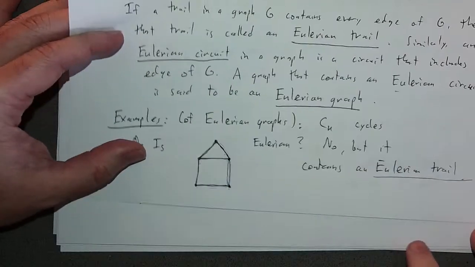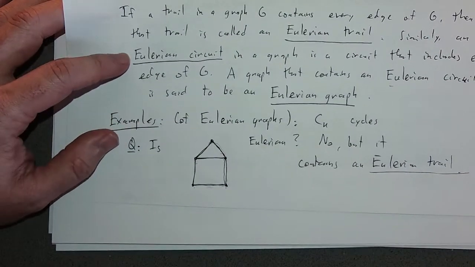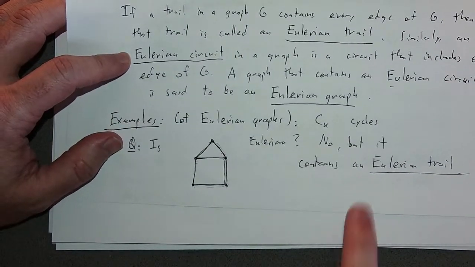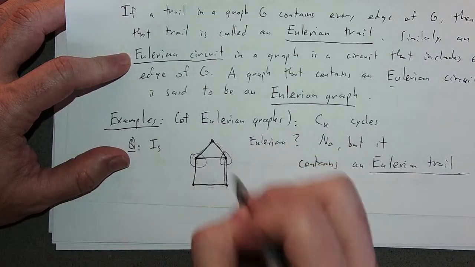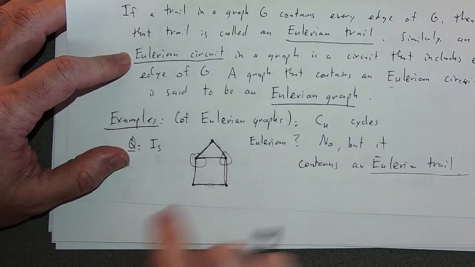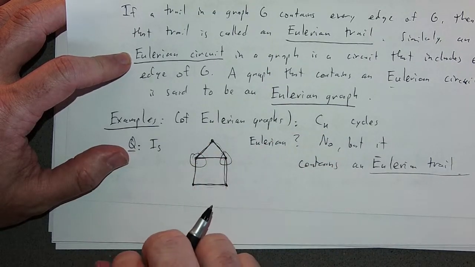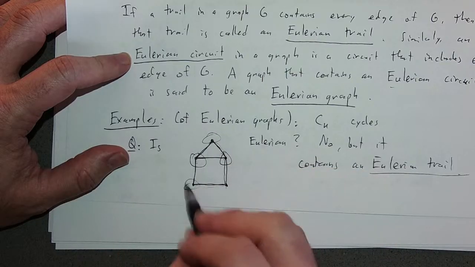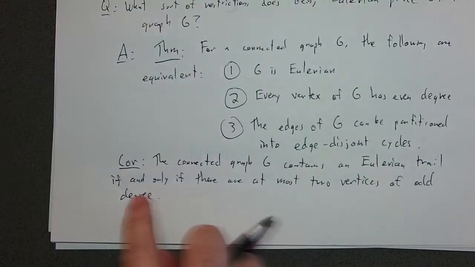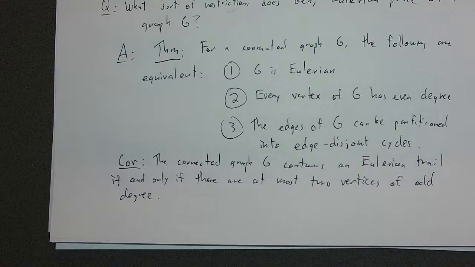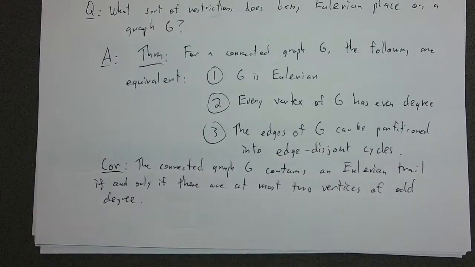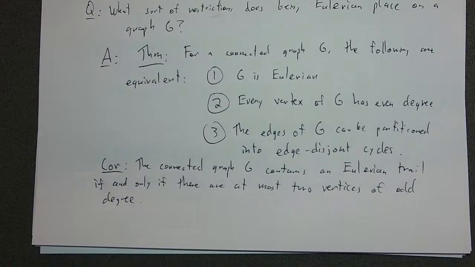So it contains an Eulerian trail, which does mean it's a little special, but it's not Eulerian. So these two vertices have degree 3. Those are the only two vertices with odd degree. The rest of the vertices have even degree. So you satisfy the requirements of this corollary. Okay. And you can think yourself about how this is a corollary of this theorem.